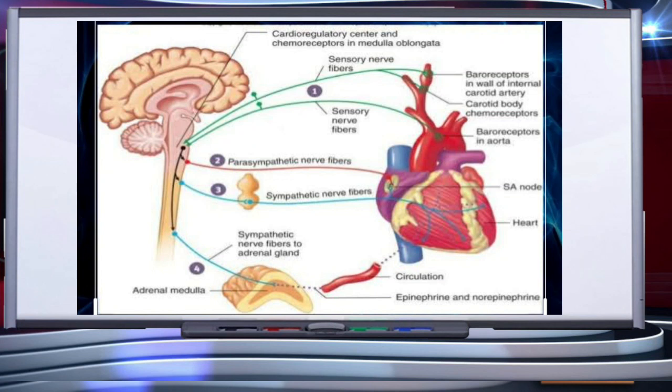Neural signals through the sympathetic nervous system can increase the rate of heartbeat, the strength of ventricular contraction and thereby the cardiac output. On the other hand, parasympathetic neural signals decrease the rate of heartbeat, speed of conduction of action potential and thereby the cardiac output. Adrenal medullary hormones can also increase the cardiac output.